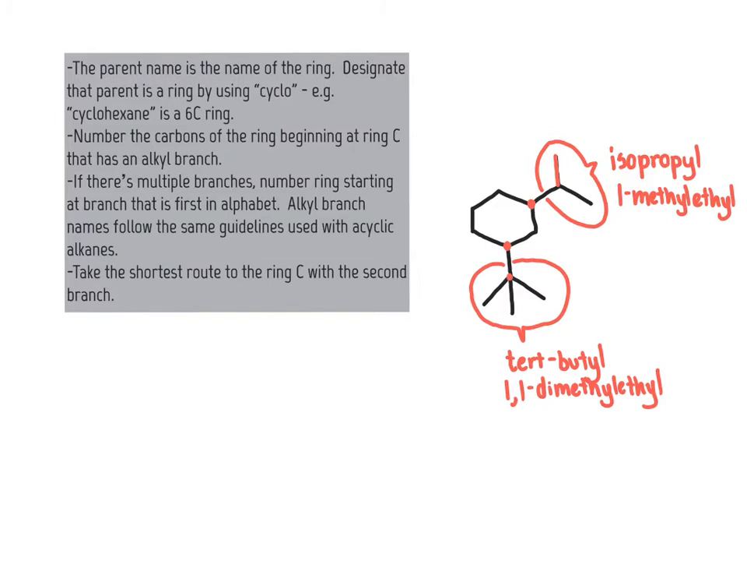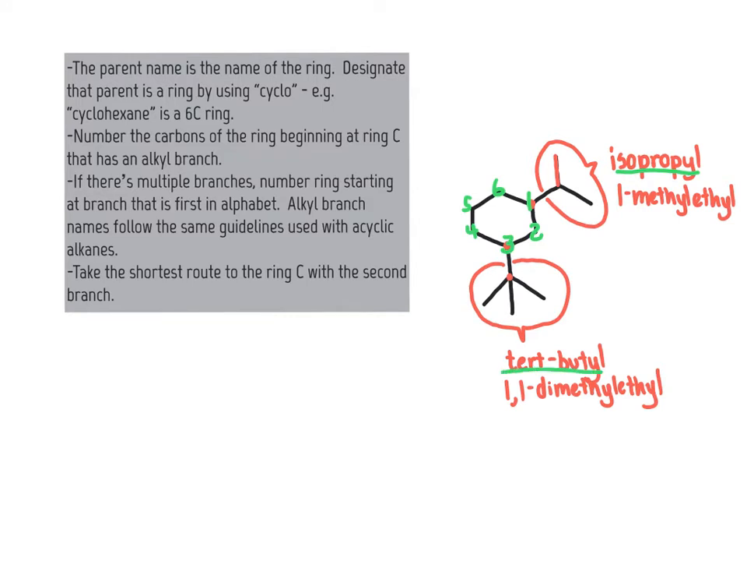And we need to alphabetize based on those names. So we want to start numbering the carbon ring at whichever one comes first in the alphabet. So if we're going with isopropyl and tert-butyl, iso comes before tert in the alphabet, so we'll go ahead and call this iso number 1, and then take the shortest route around the ring to get to the tert-butyl group. So 1, 2, 3, on around the ring. 4, 5, 6 gives us the designation of the parent name, and that's assuming that we're using the terms isopropyl and tert-butyl to name the branches.